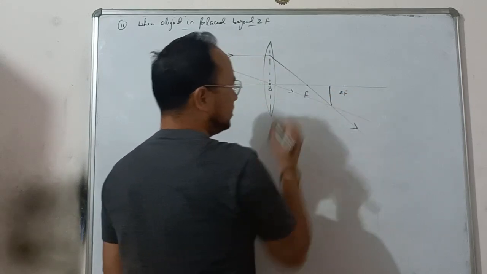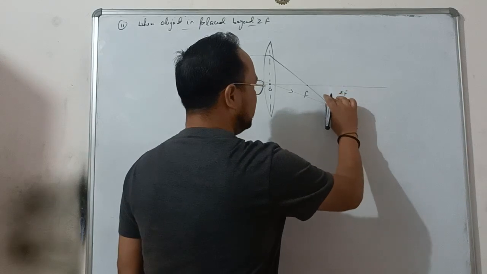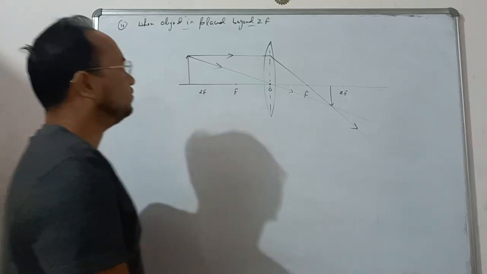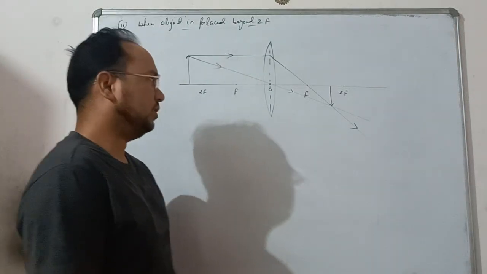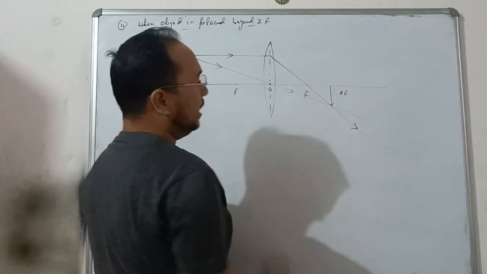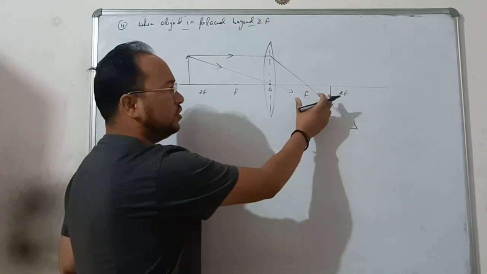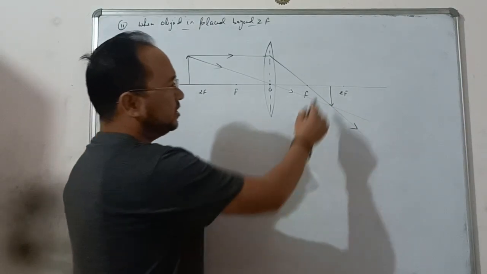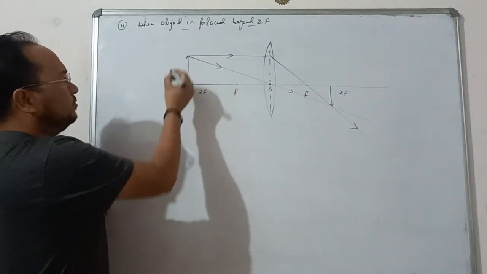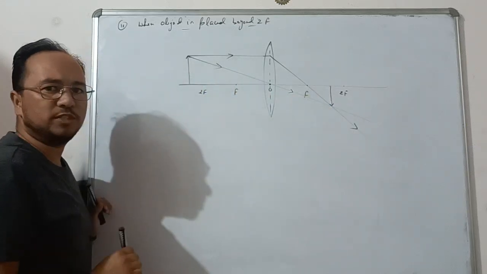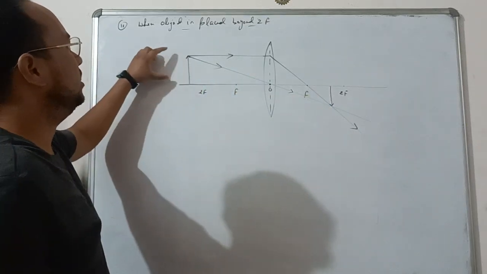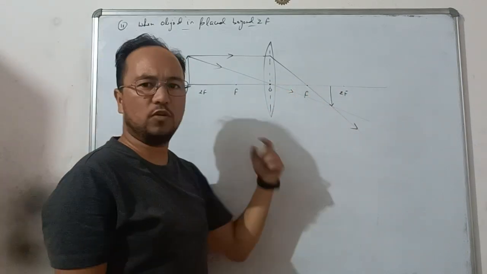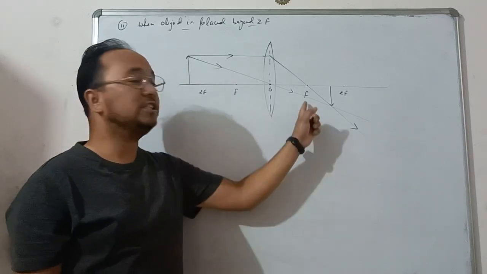Here these two rays are intersecting, therefore we can say this is the image formed by the convex lens. Now closely look at the position of the image. What is the position of the image? This image is formed between f and 2f. And what is the size? For size, you have to compare the size of the image with the size of the object. Here the size of the object is this one and the size of the image is this one. We can clearly see that the image formed by the convex lens in this case is diminished.